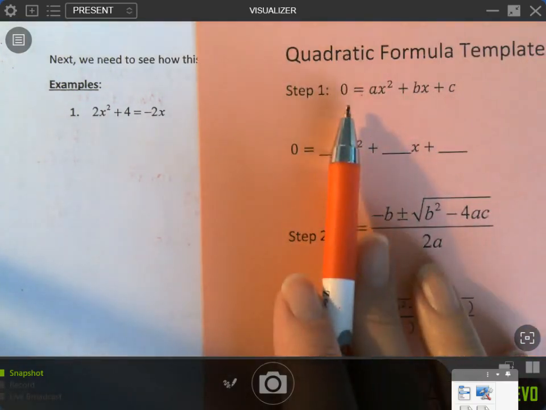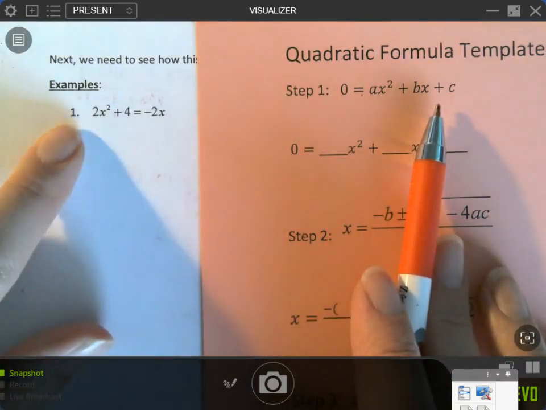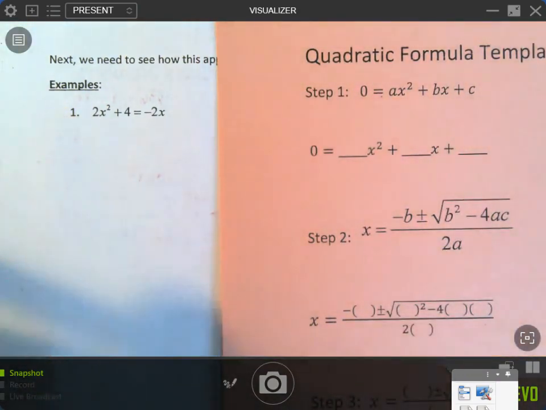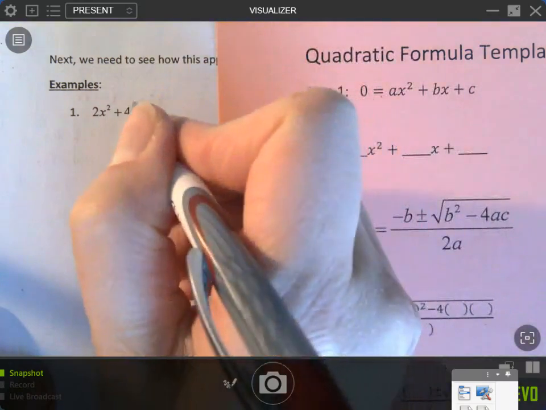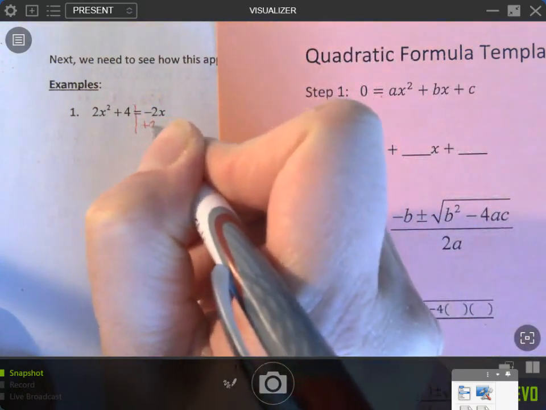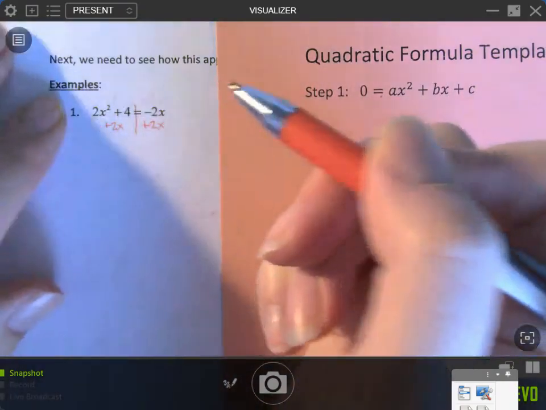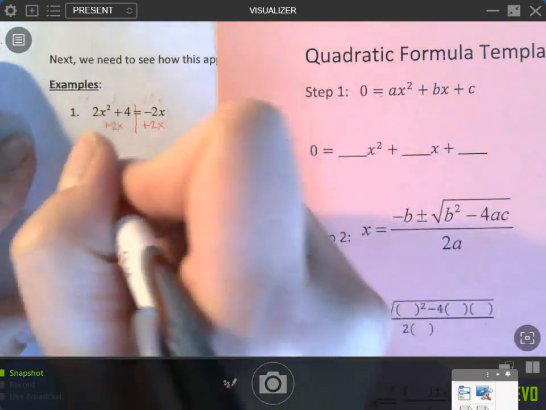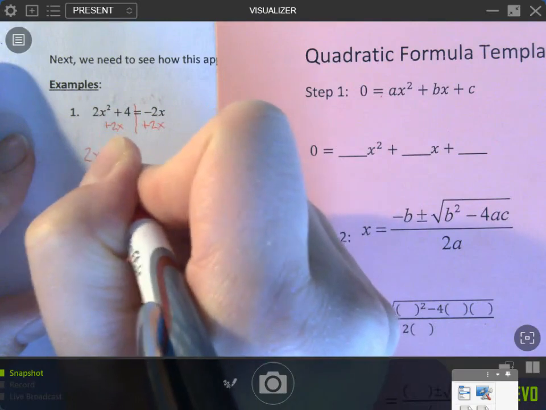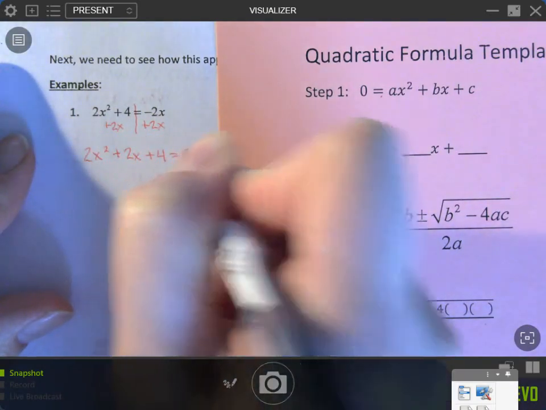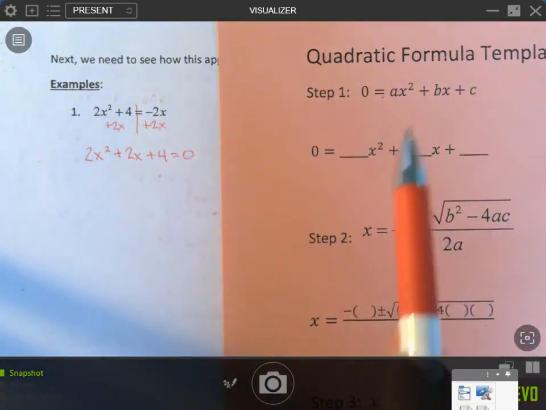So first, set it equal to 0. I'm going to leave the 2x squared there, and what do I want to do? Cross the line, change the sign, right? I want to bring the 2x over by adding it. And I want to add like terms. Well, 2x squared is not the same as 2x. So here it is: 2x squared plus 2x plus 4 equals what? 0.